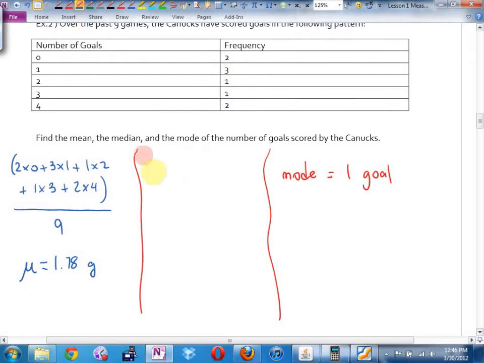So, median. The median number of goals is 1. The mode is 1. The average number of goals is 1.78. The fact that these 2 are the same number suggests this is probably a better example of the average goal scoring. Okay.